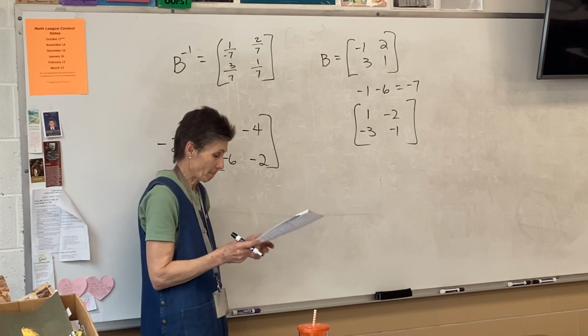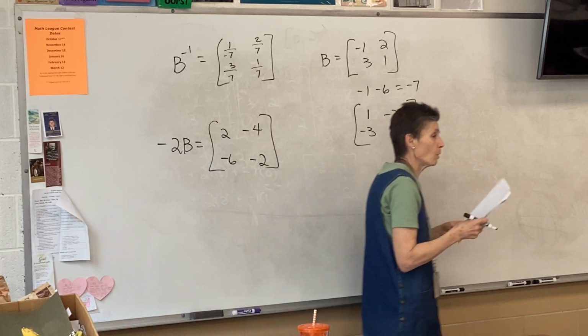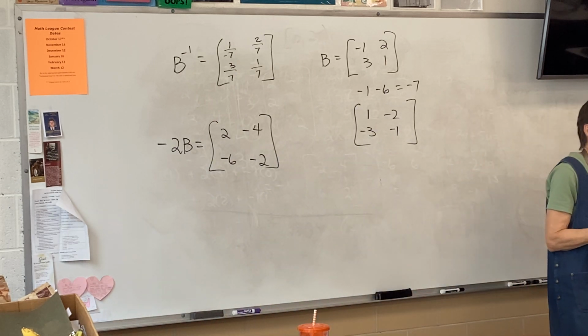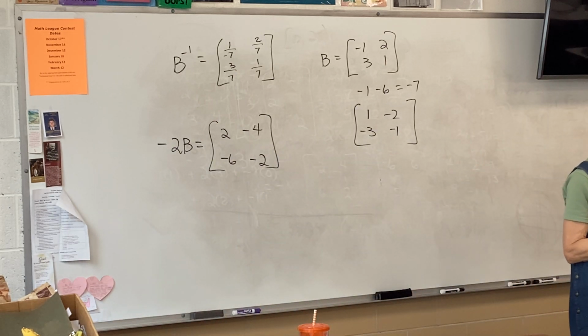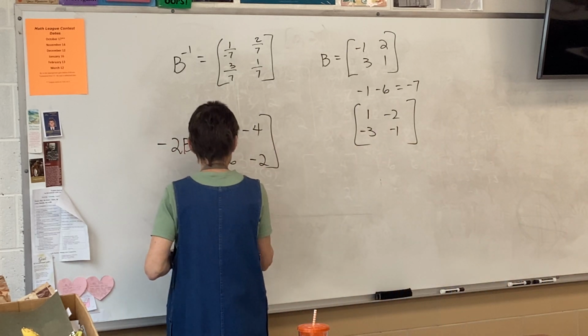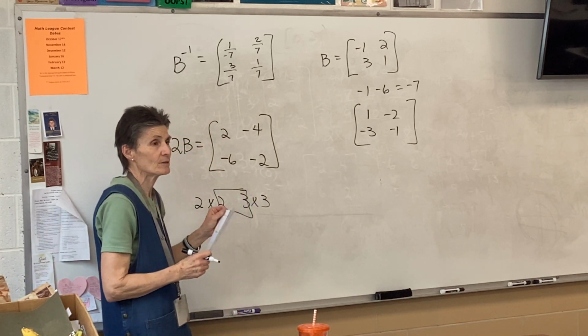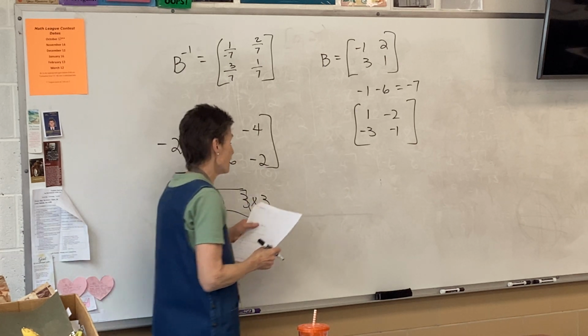Good. Yeah, true. Okay, BD, can I do it? No, because it's a 2 by 2 times a 3 by 3. And when you multiply 2 by 2, 3 by 3, these have to match. If they don't, you can't do it. Okay.